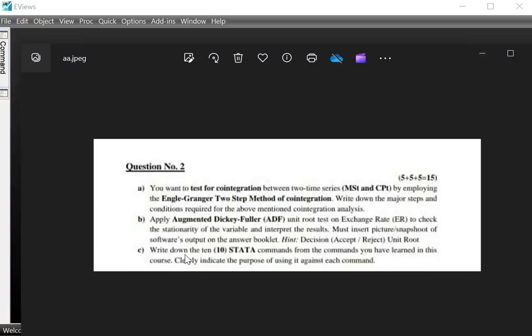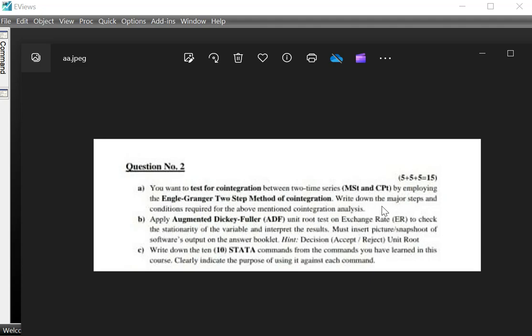What the question is basically: you want to test for cointegration between two time series, money supply and CPI, meaning consumer price index, by employing the Engle-Granger two-step method of cointegration. Write down the major steps and conditions required for the above mentioned cointegration analysis. So basically they are asking you for the Engle-Granger two-step method of cointegration, and there is a method to check for this in EViews as well.